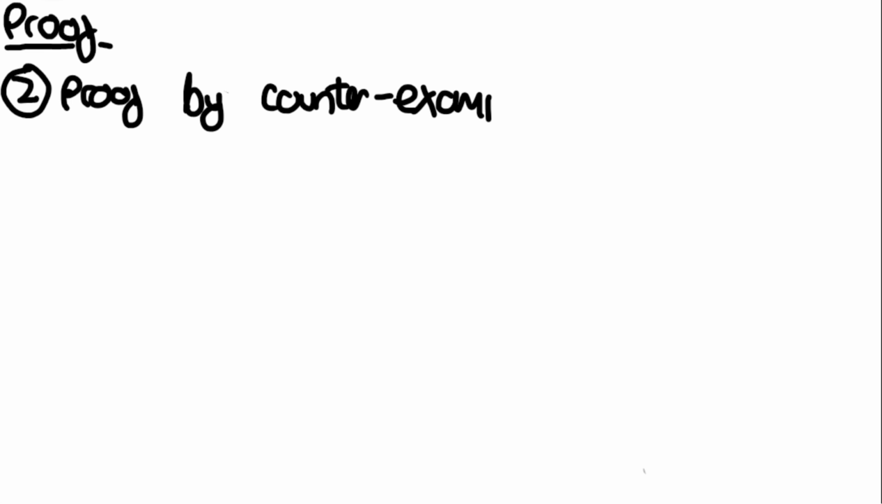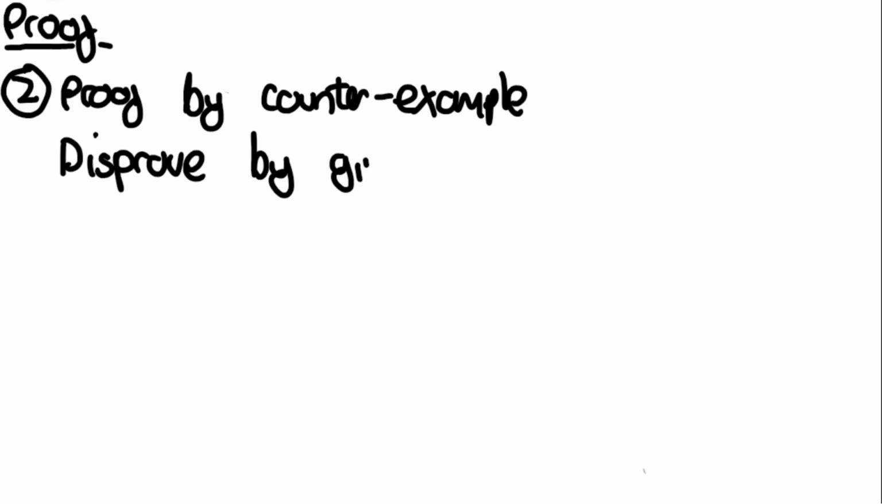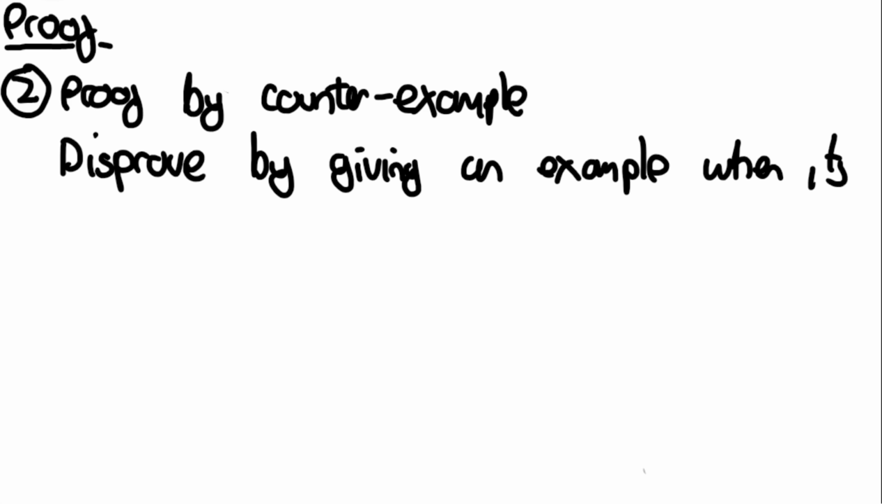The second type of proof is proof by counter example. This is basically when you actually need to disprove something. You need to disprove a statement, and you need to disprove it by giving an example simply for when it's not true. That's all you need to do. You just need to disprove a statement by just giving one example for when it's not true, and you only need to give one example.